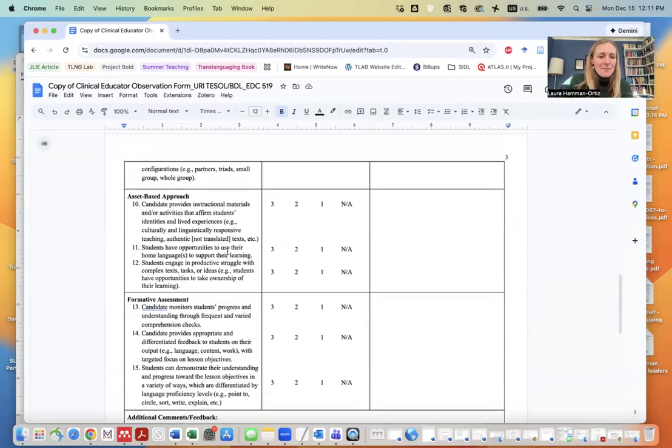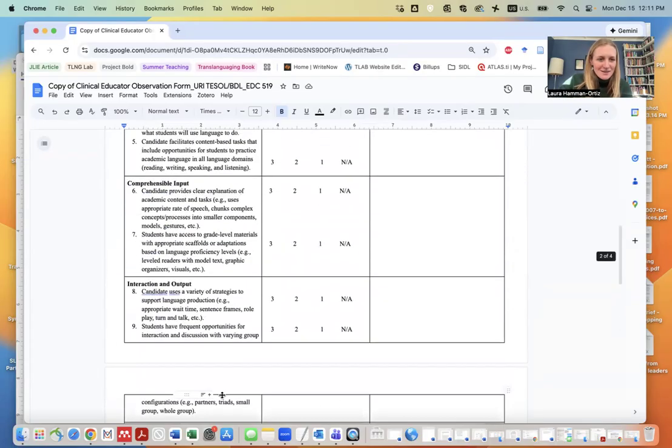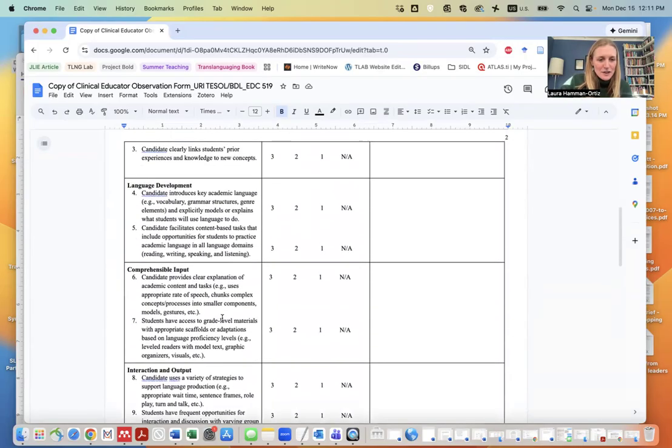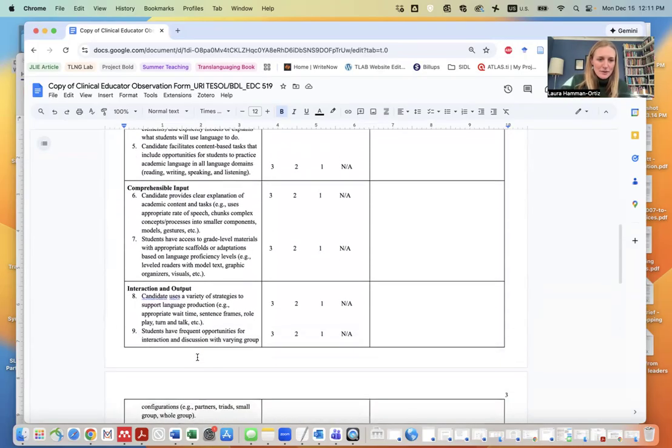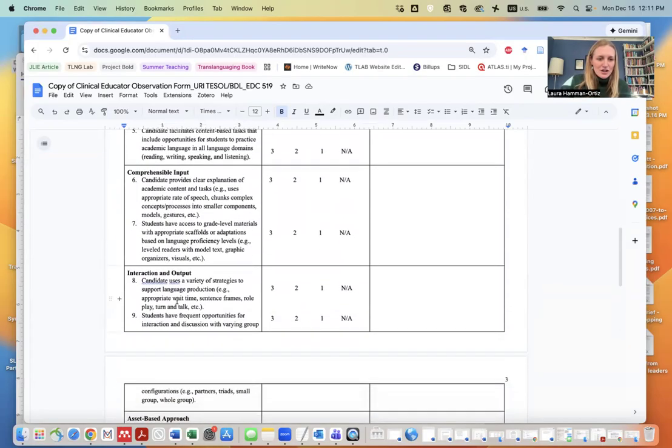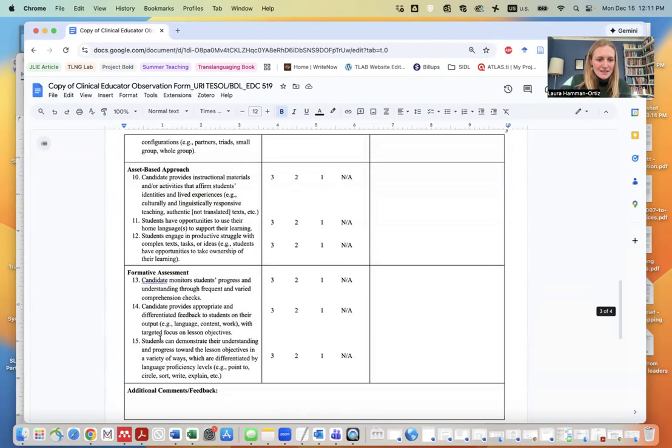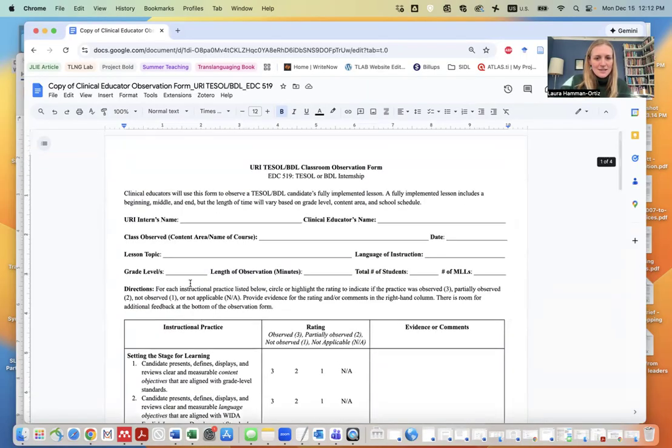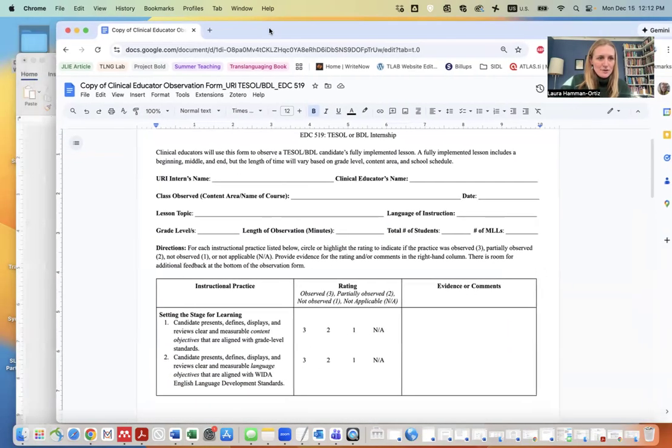the lesson. But across this template or this observation form, you see lots of different things we've focused on throughout the program, certainly around comprehensible input and interaction and output, important things to think about. All right, so this is what your CEs will be using.